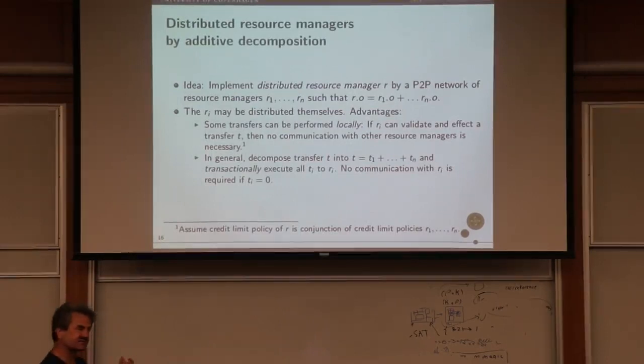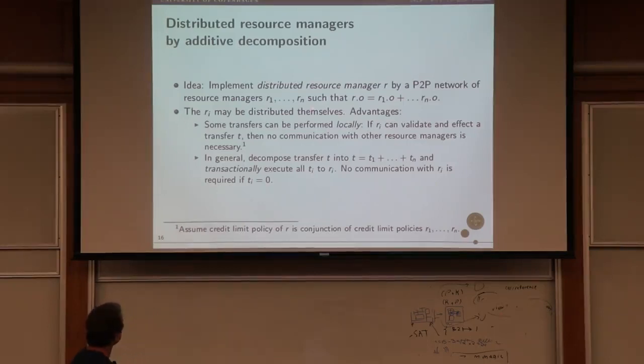What does that mean? It means very simply, now we have a way of talking about it. The idea is that we implement a virtual distributed resource manager R by a peer-to-peer network, or just a distributed network of resource managers. Each one of them is a resource manager, R1 through Rn. And the definition of the internal state, the ownership state that R has, is just the sum of the ownership states of the individual resource managers. So it's a well-defined notion.